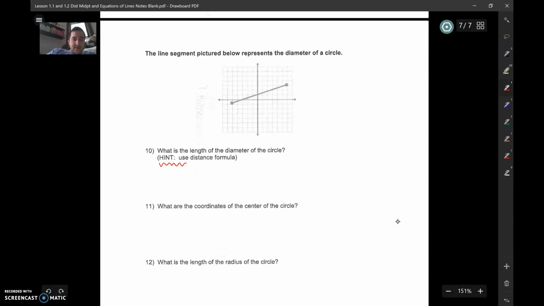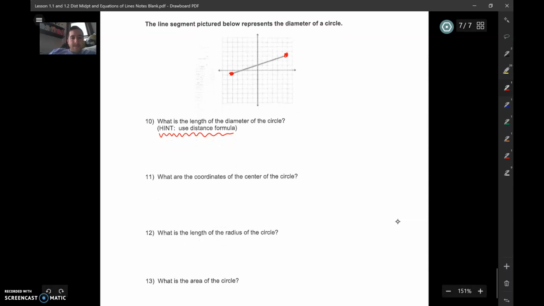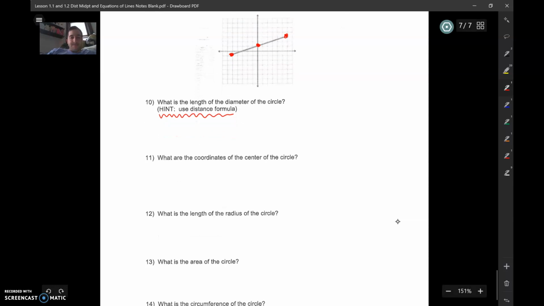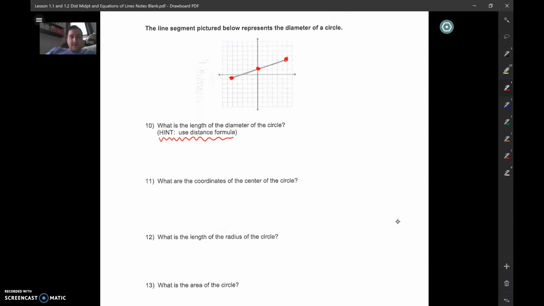Well, I was nice. Me and Miss G were nice. Use the distance formula, plot this point, plot this point, plug it into the formula, and you're good to go. What are the coordinates of the center? Well, the center would be about right there. Don't guess though. No guesses allowed. That looks like a midpoint formula might get us the answer. What is the length of the radius?